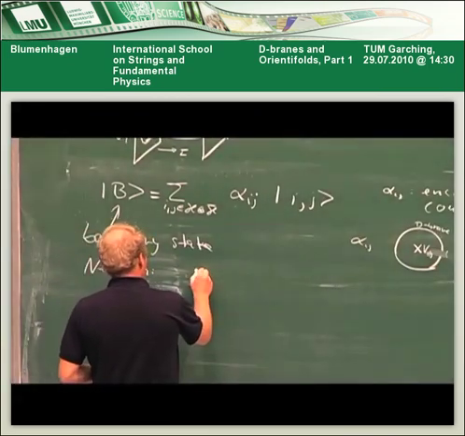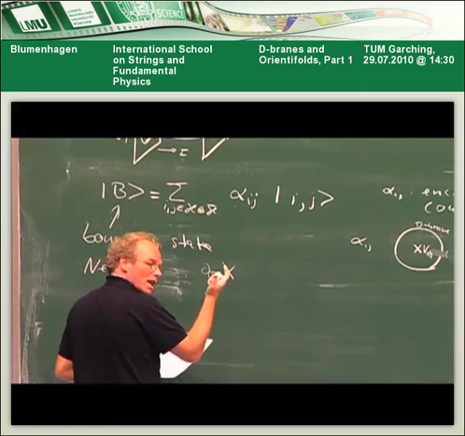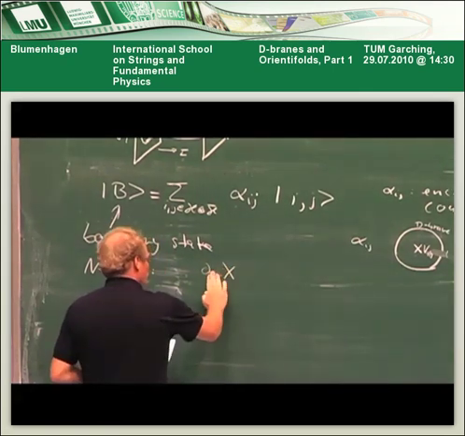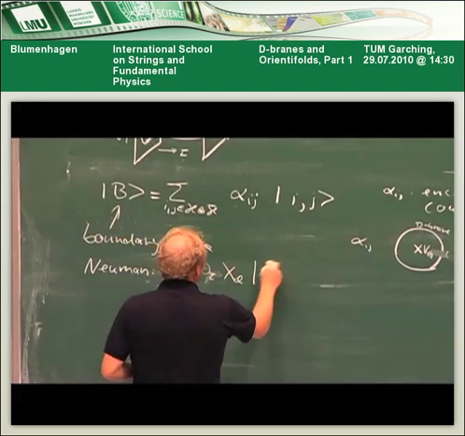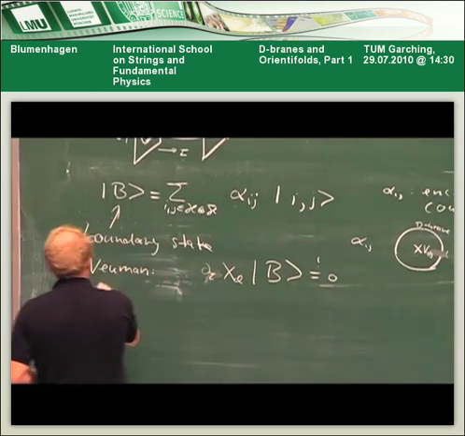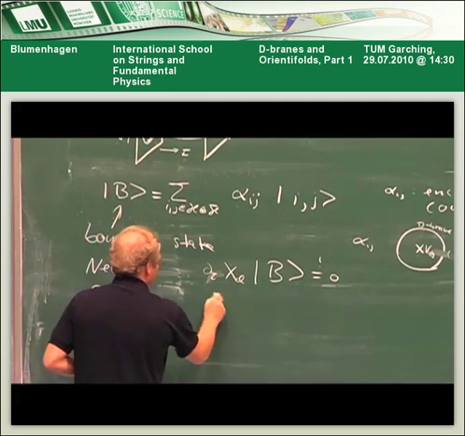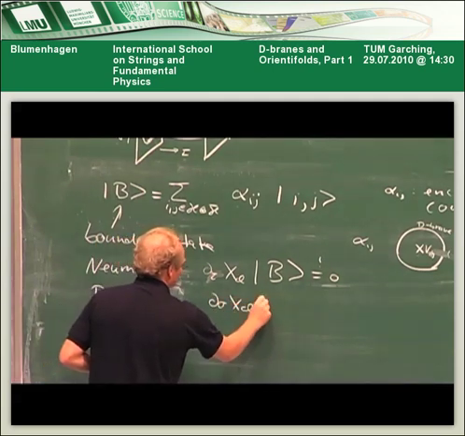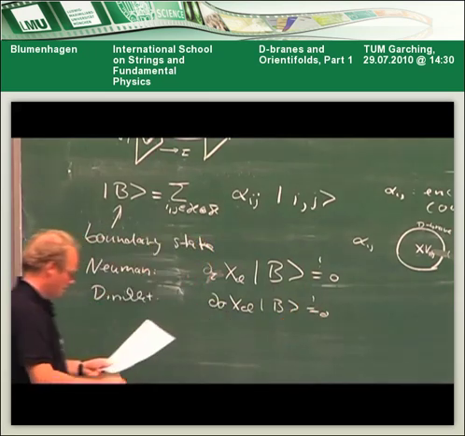So what we have to require for Neumann, which was ∂_σ X before, but now we exchange the meaning of sigma and tau, so now it becomes ∂_τ for the closed string. This is now a closed string. On the boundary state it has to vanish. This is what we require. And for Dirichlet, it is analogous, but now it's ∂_σ. We require that.